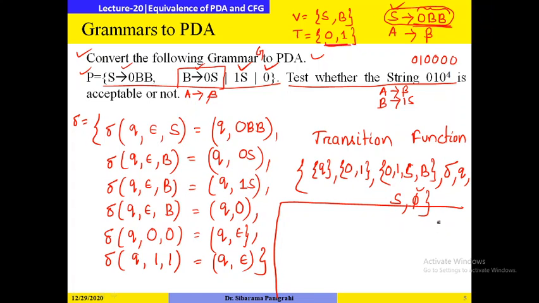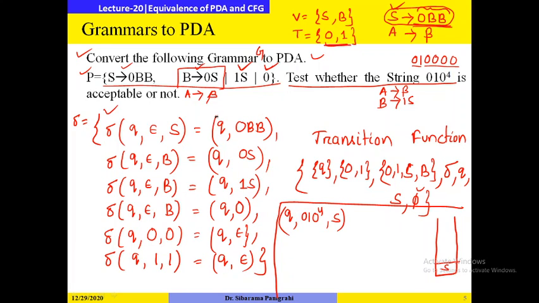Initially in our stack, what is the initial stack symbol? The initial stack symbol is S. So we will start from this production, U delta of Q. What is the input alphabet? Epsilon. And what is the initial string? 0, 1, 0 to the power 4. So here I will write 0, 1, and the start symbol is S.